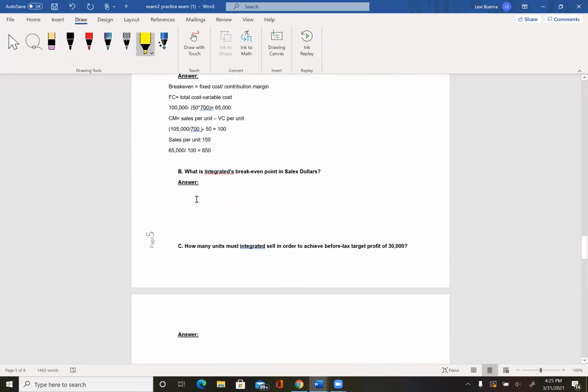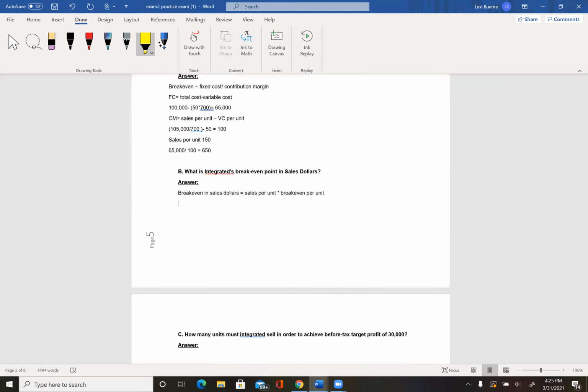And now to find the break even in dollars, the break even in dollars formula is going to be the sales per unit multiplied by the break even per unit. So that is going to be the 150, which is the sales per unit, and then multiply it by the 650 you just found, and that's going to give you 97,500.